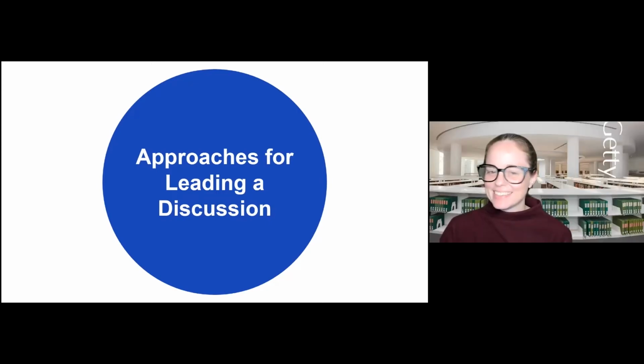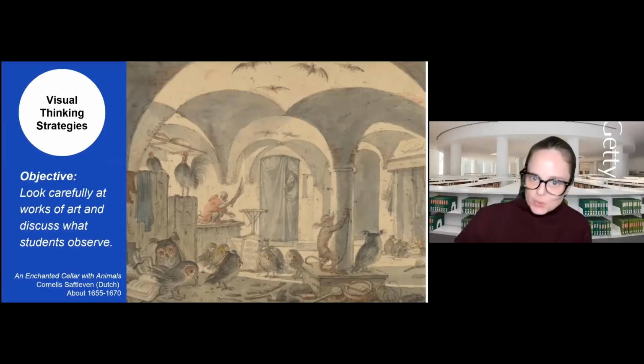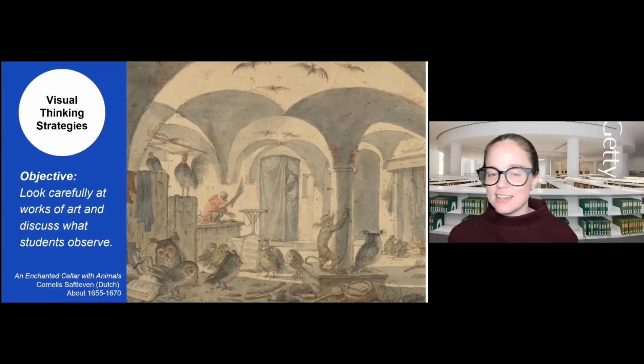Thank you, Rebecca. All right, hello everyone again. So I'm just going to jump right into the first approach. The first approach we're going to share is a popular one. You may or may not have heard about it before, and it uses a very specific protocol to facilitate discussions about what students see in a work of art. The primary objective calls for students to look carefully at a work of art and discuss what they observe.